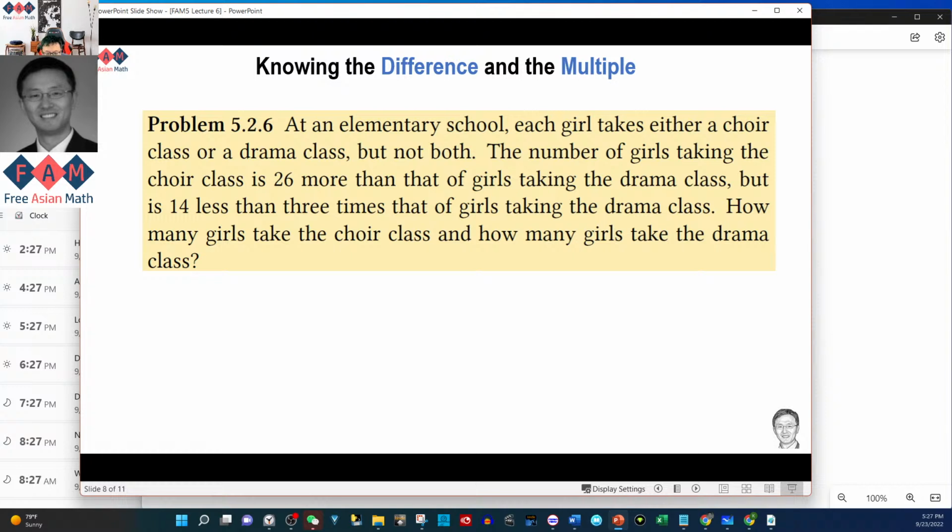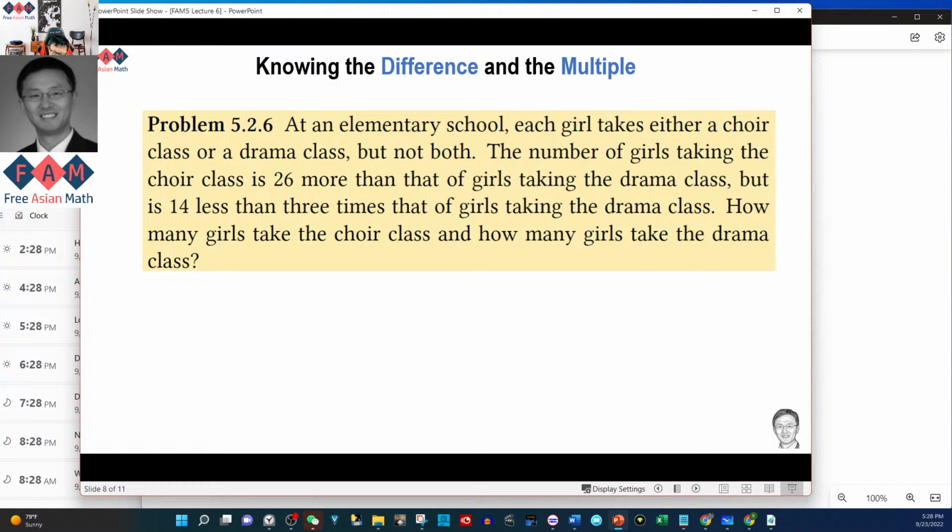Then this new number, which is 14 larger than the actual number, would be exactly 3 times the number of girls taking the drama class, right? So we have a multiple relationship right here. But this is not between the actual choir class number and the drama class number, but a hypothetical new choir class number, which is 14 larger than the original.